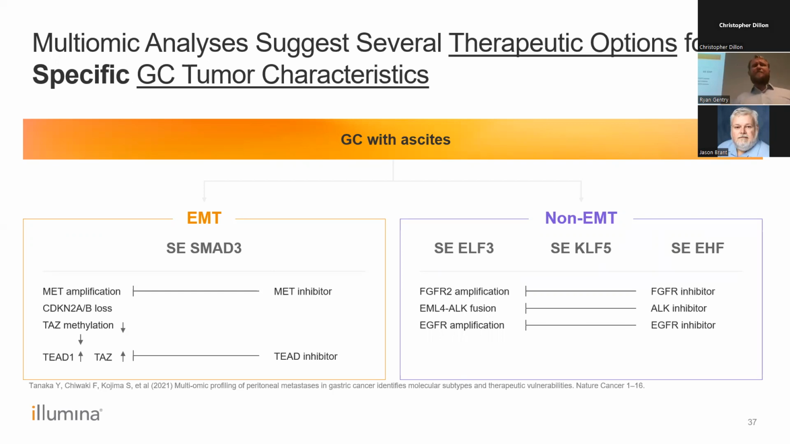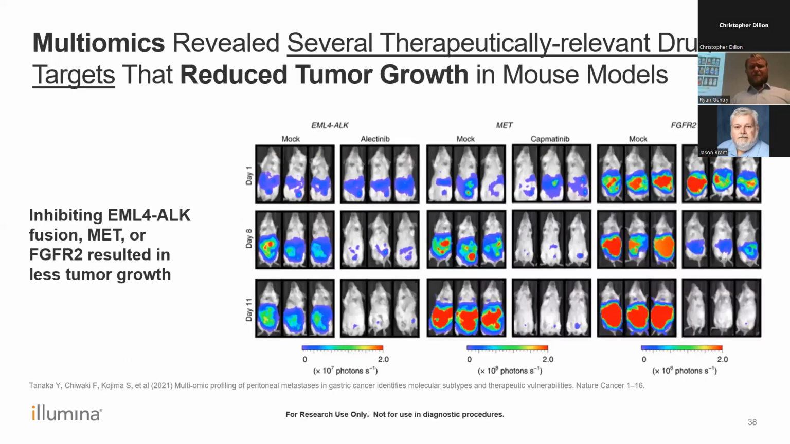And so they took this and put it into a mouse model. You can see the inhibitors based off of the different cancer types, the MOC versus the treatment for the EML4-ALK fusion, the MET, and the FGFR2. And we can see specific treatments with those inhibitors and the decrease in the gastric tumor.